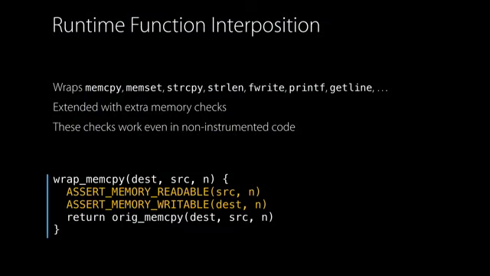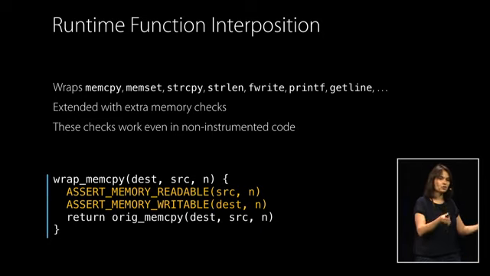Here is an example of a memcopy wrapper. As you would expect, it first checks if the source and the destination buffers are valid before forwarding on toward the original memcopy implementation.